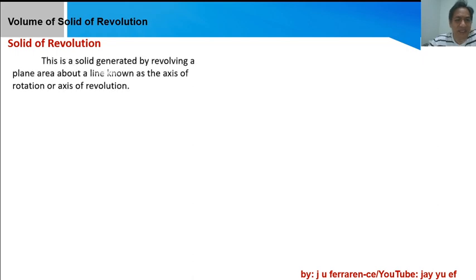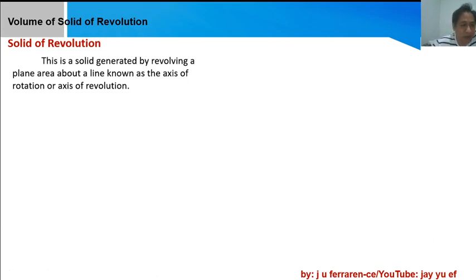We will be discussing the volume of solid of revolution. Now what is a solid of revolution? This is a solid that is generated by revolving a plane area about a line known as the axis of rotation, or we can also call that the axis of revolution.